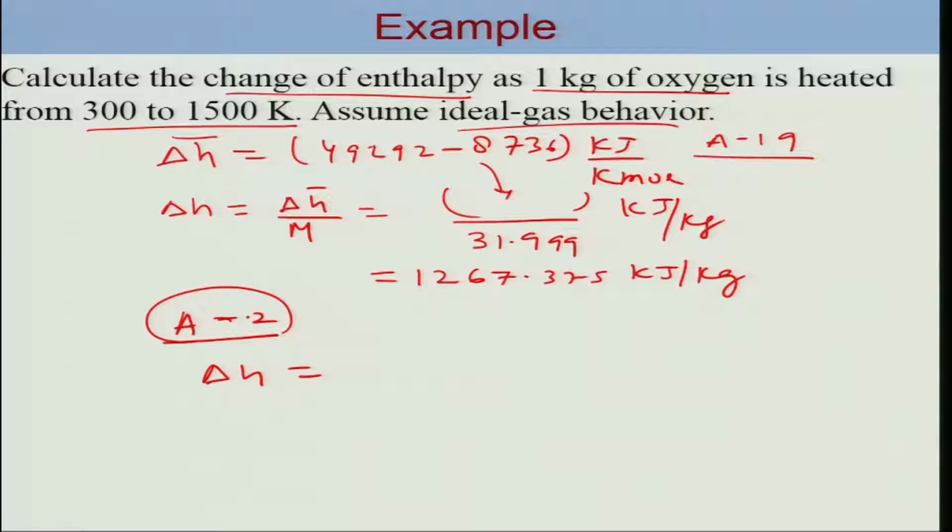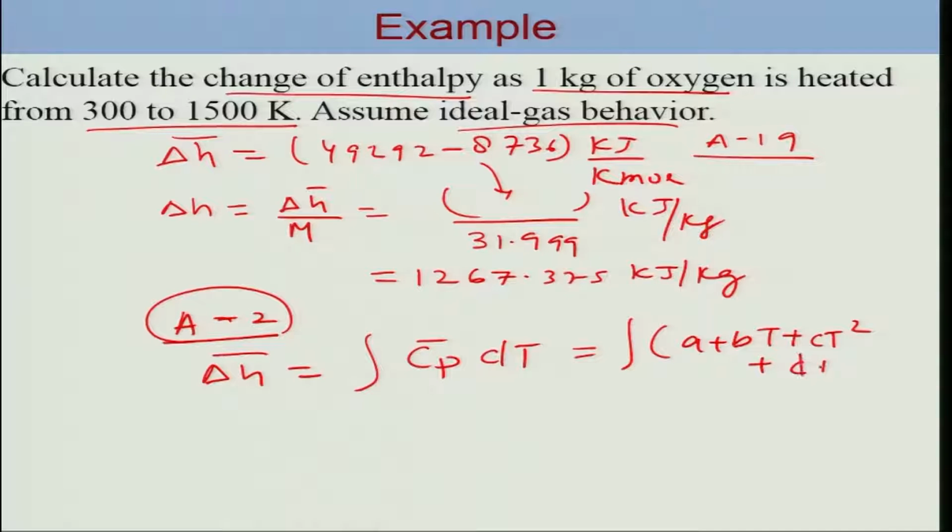We are going to make use of A2, and delta H bar is given as Cp dT. As I said, we are going to make use of a table. The tables are mainly written in this form. So irrespective of whichever textbook you pick up, you will find this kind of table for the Cp values. This temperature range is from 300 Kelvin to 1500 Kelvin.